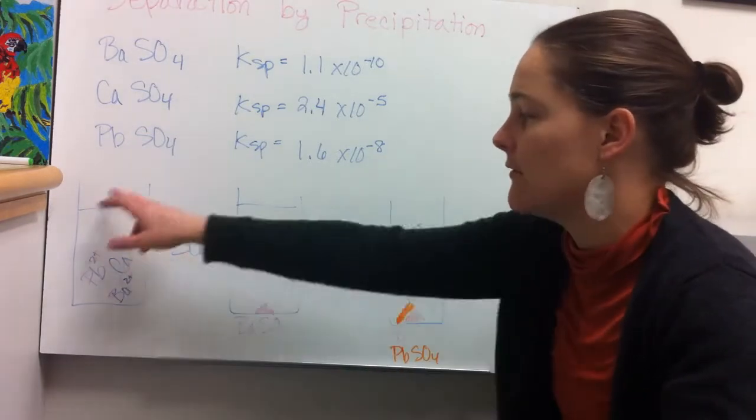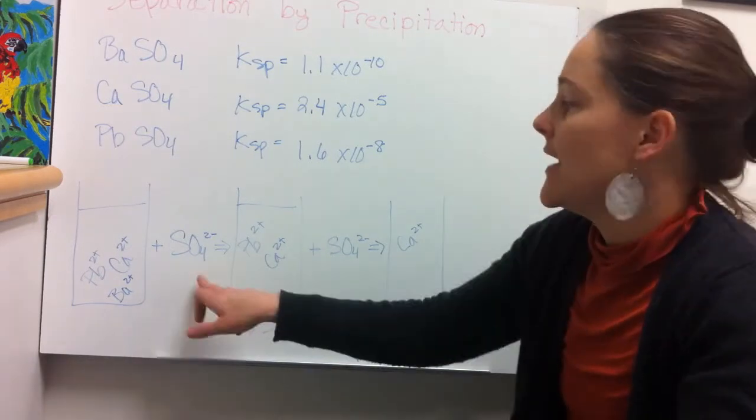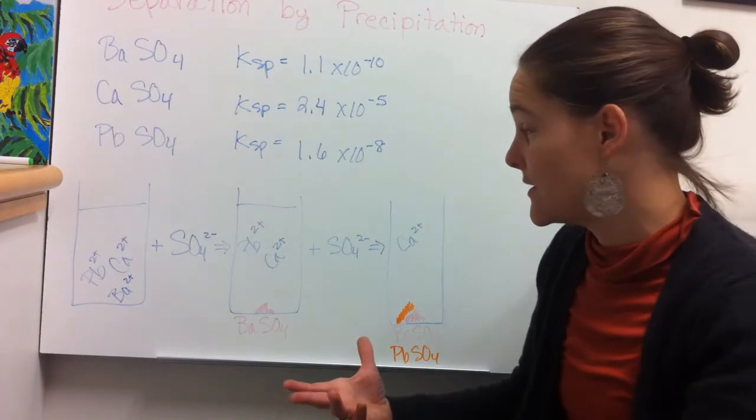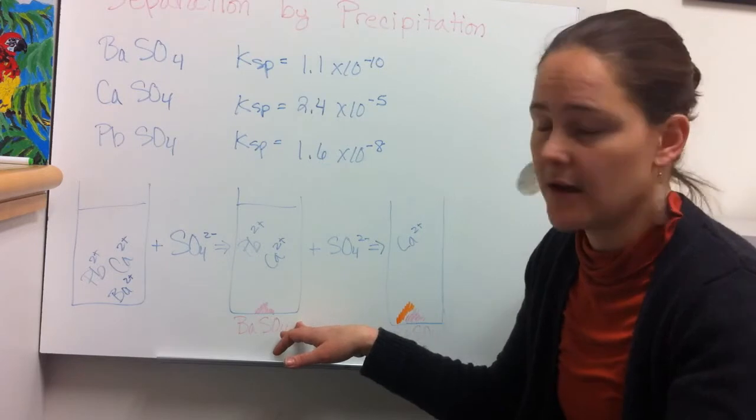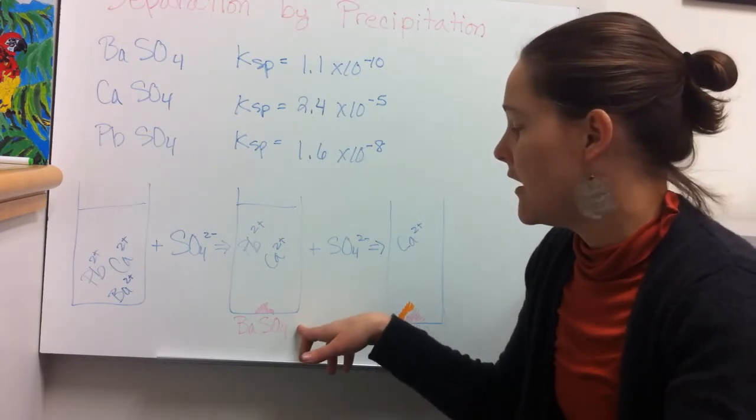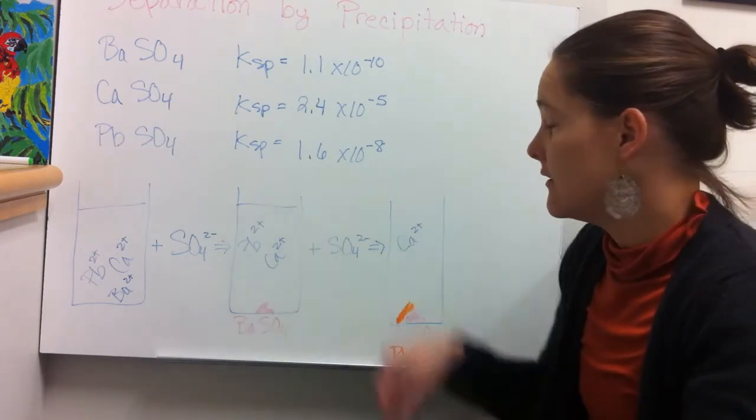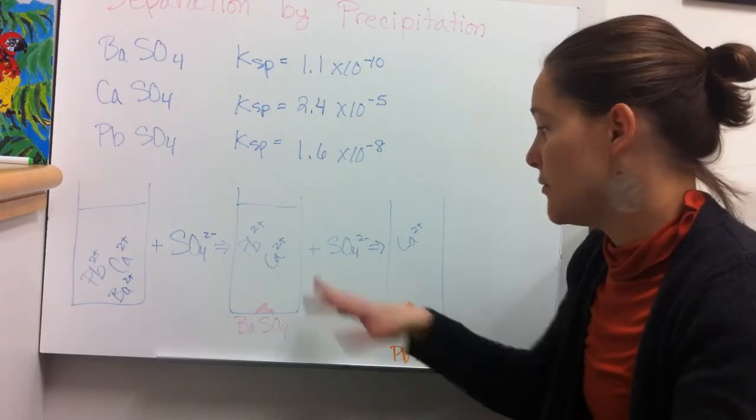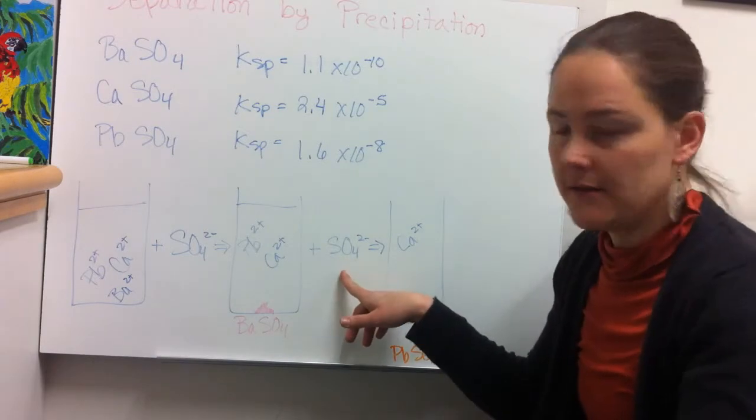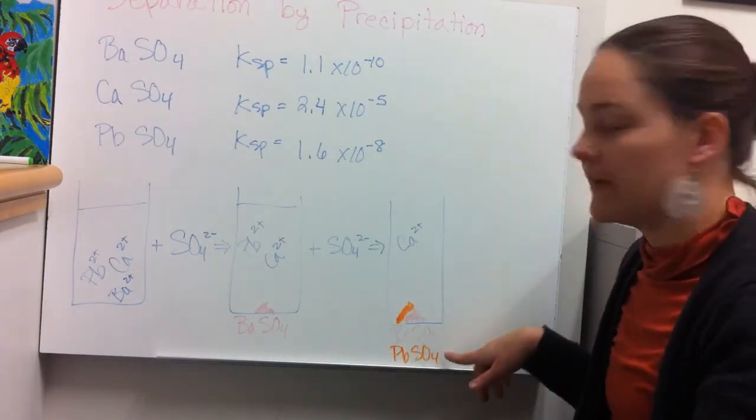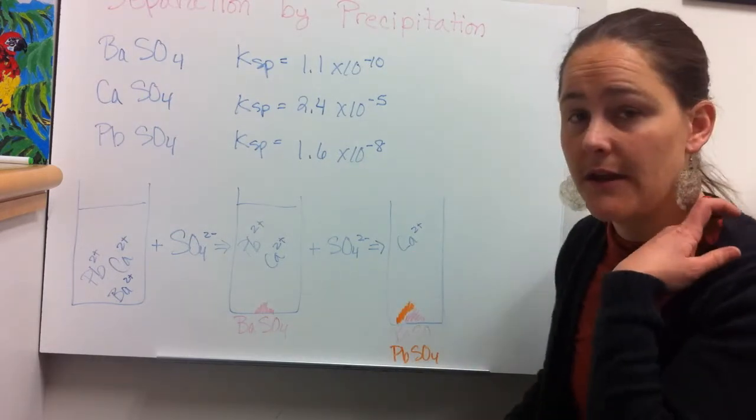So it would be possible, if you started with a beaker with a mixture of lead, calcium, and barium in it, and you added a little bit of sulfate, the first thing that's going to start to precipitate is barium sulfate. You can calculate exactly how much, but we're not going to do that. You can precipitate a good portion of the barium before any of the lead, which will precipitate next. And then if you add a little more sulfate, you're going to end up with barium sulfate and lead sulfate as a solid, and just calcium in solution.